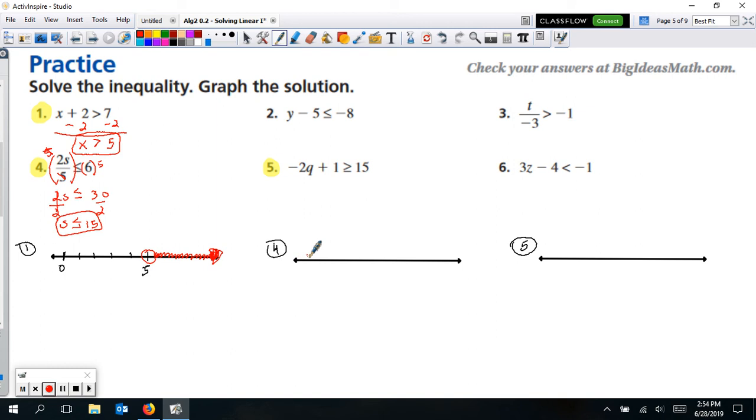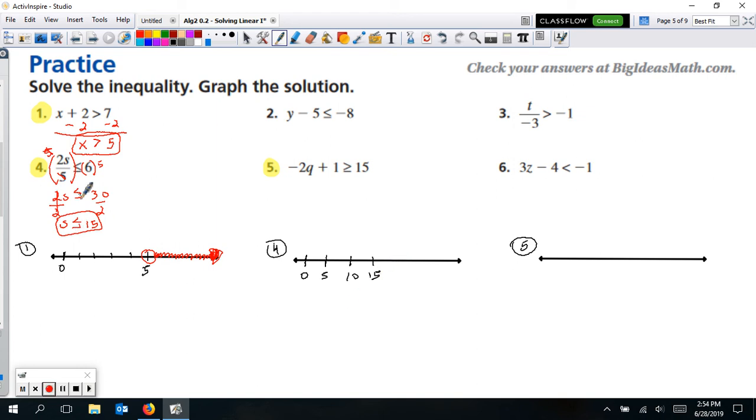So for number 4, I'm going to go ahead and put 15 on this graph somehow. So let's put 0 right here. And I'm going to go by 5s, in fact. So I'm going to go 5. And then I'll say this is 10, and this will be 15.